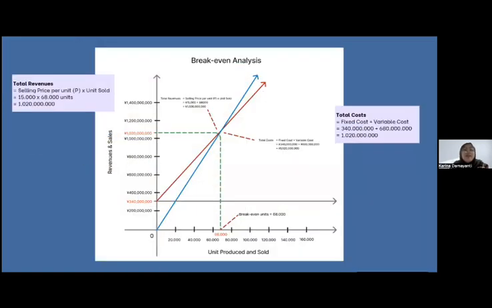So what does that mean? The company must sell at least 68,000 memory cards per year to break even. If we look at the graph, when the company sells 68,000 units, the total revenue and total cost both reach 1,020 million yen, which is the break-even point. Next.